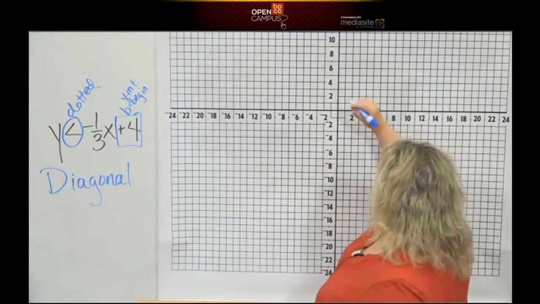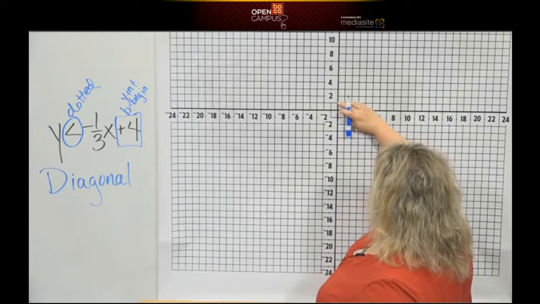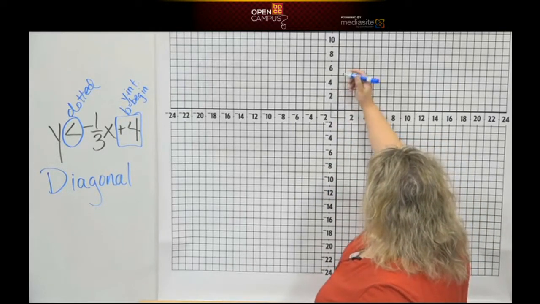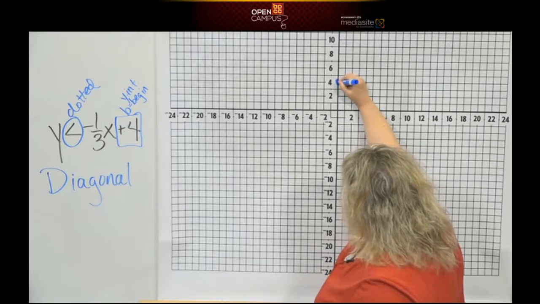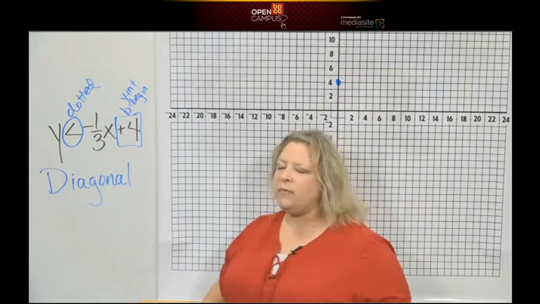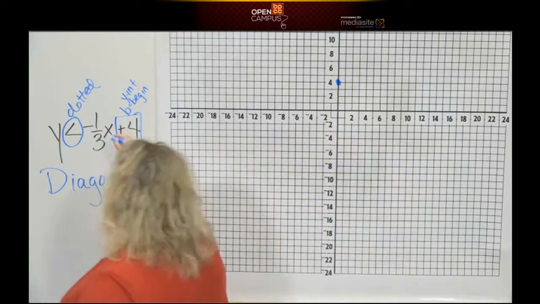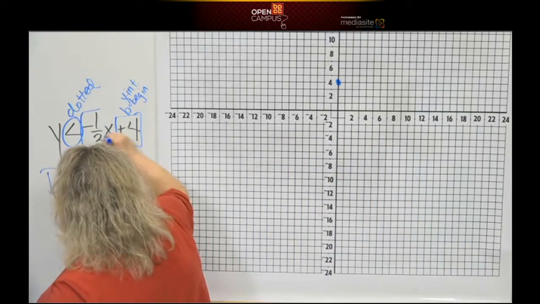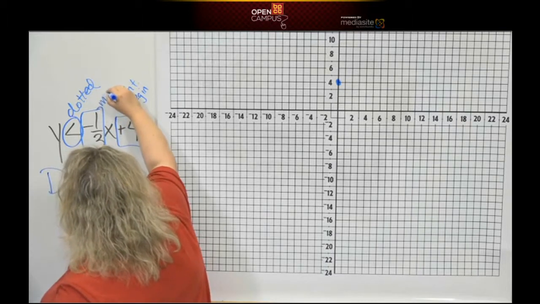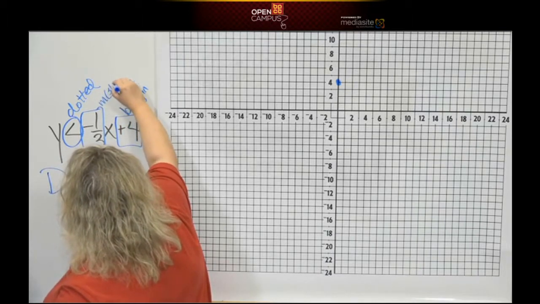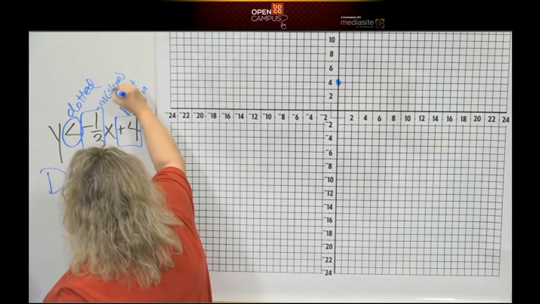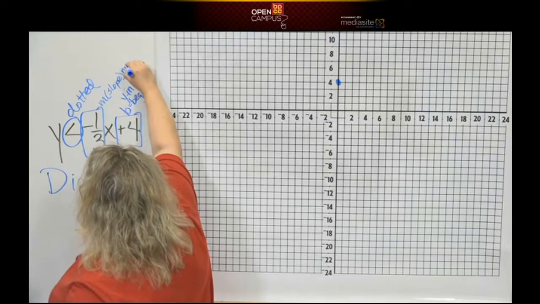So let's go to positive 4 on the y-axis. Here we go. 1, 2, 3, 4. Stick our dot. The next thing that we have to do is move according to what the slope says. So our slope is here. Here it is, negative 1/3, that's m. That is your slope. And slope tells you how to move.